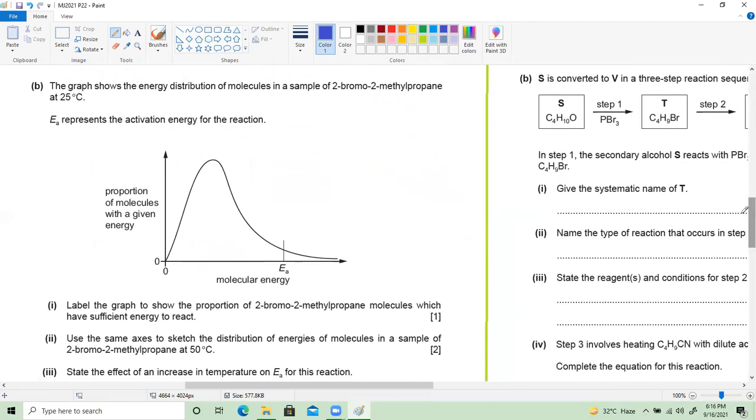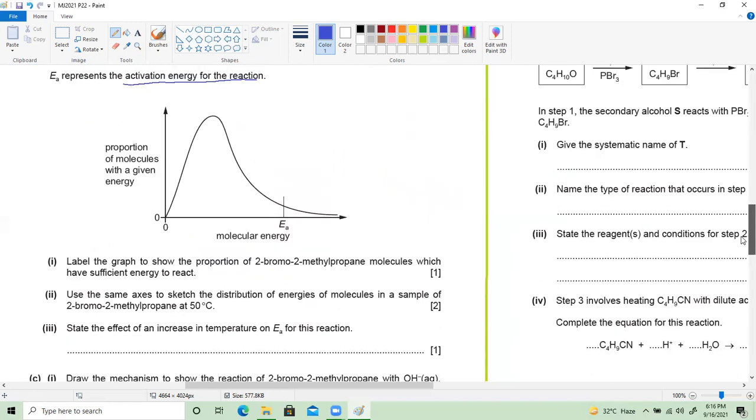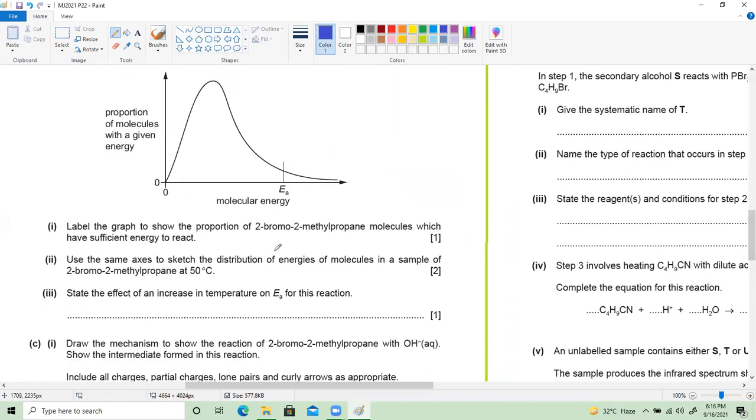Part B of the question. The graph shows the energy distribution of the molecules in a sample of 2-bromo-2-methyl propane at 25 degrees Celsius. EA represents the activation energy for the reaction. Now we have to label a few parts in this. Part 1 of the question is: label the graph to show the proportion of 2-bromo-2-methyl propane molecules which have sufficient energy to react.